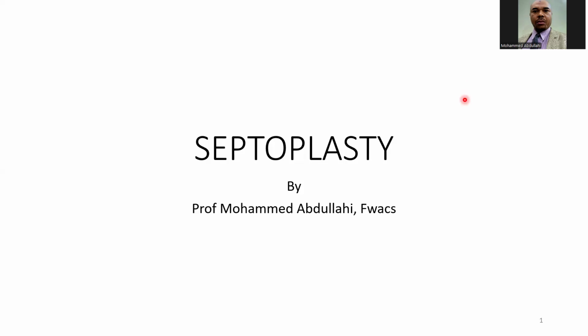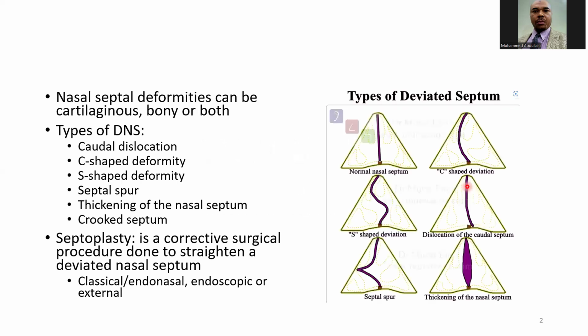In the next 15 minutes, I'll be discussing septoplasty. The nasal septal deformities can be cartilaginous, bony, or both. There are various types of septal deviation, which include caudal dislocation, C-shape deformity, S-shape deformity, septal spur, thickening of the nasal septum, and crooked nasal septum. All these can be treated with septoplasty.